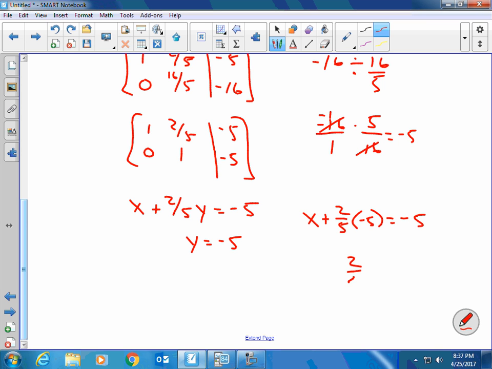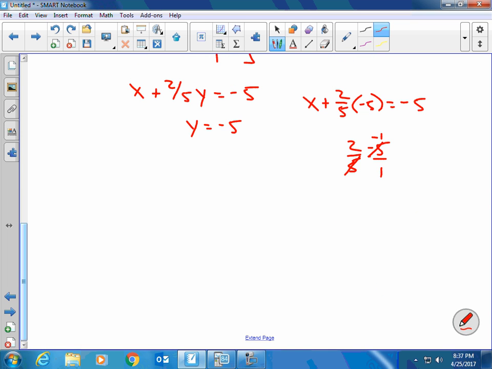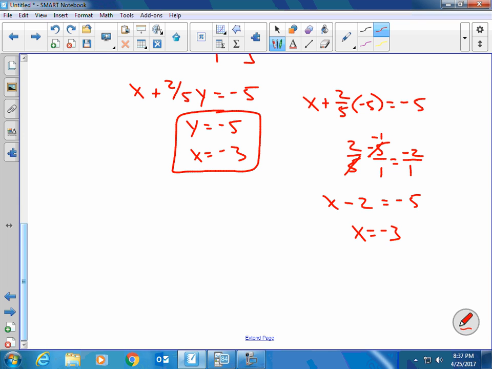Multiply. Make a negative 5 a fraction by putting it over 1. The 5's cancel, and I get a negative 1 on top. So I end up with x minus 2, right? Because 2 times a negative 1 is a negative 2. Divided by 1 ends up with just a negative 2. Equals a negative 5. Add 2 to both sides, and x equals a negative 3. And I've got my 2 variables.